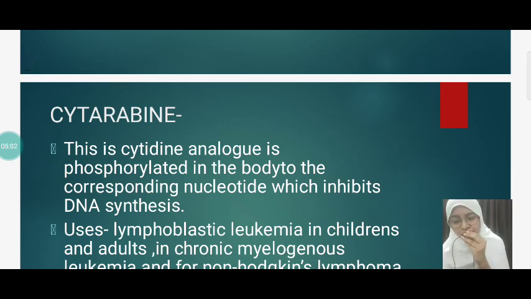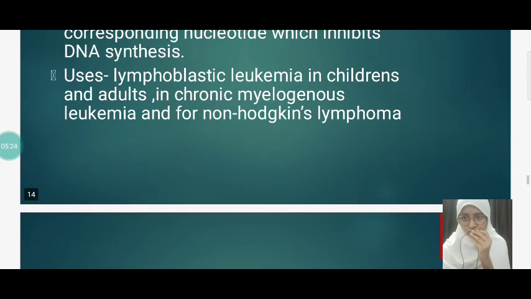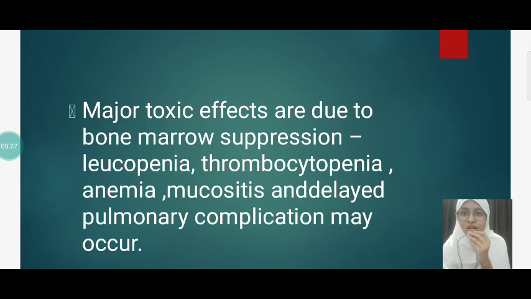Now, the next drug is cytarabine. It is a cytosine analog. It is phosphorylated in the body to the corresponding nucleotide, which inhibits DNA synthesis. Now, its uses are in lymphoblastic leukemia in children and adults, in chronic myelogenous leukemia, and for non-Hodgkin's lymphoma. Major toxic effects are due to bone marrow suppression, leukopenia, thrombocytopenia, anemia, and mucositis, and delayed pulmonary complication may also occur.